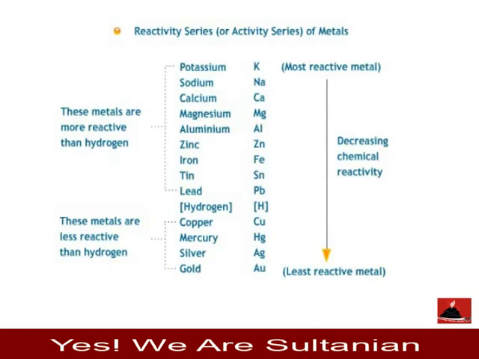From the reactivity series of metals shown here in the table, we can say that metals that are more reactive than hydrogen are placed above hydrogen. Metals whose reactivity is less than that of hydrogen are placed below hydrogen.